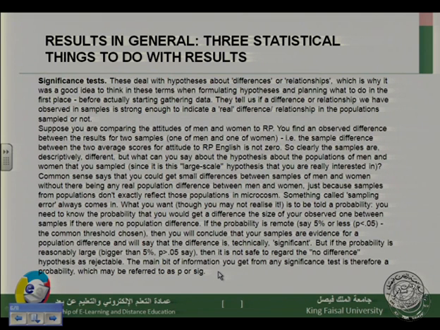Significance test. Here I talk about these significance tests. These deal with hypotheses about differences or relationships, as I explained before. Either we want to reach some kind of difference or relationship, which is why it was a good idea to think in these terms when formulating hypotheses and planning what to do in the first place, before actually starting gathering data. They tell us if a difference or relationship we have observed in samples is strong enough to indicate a real difference or relationship in the population sampled or not.